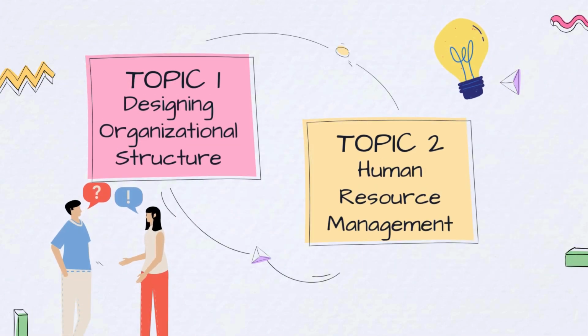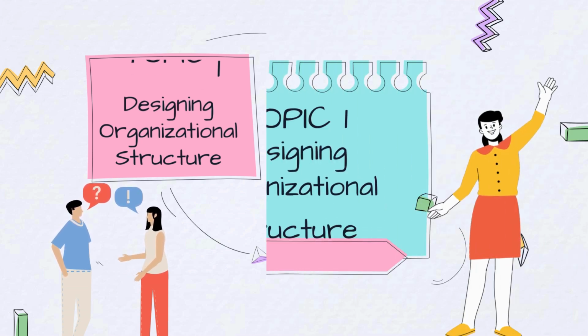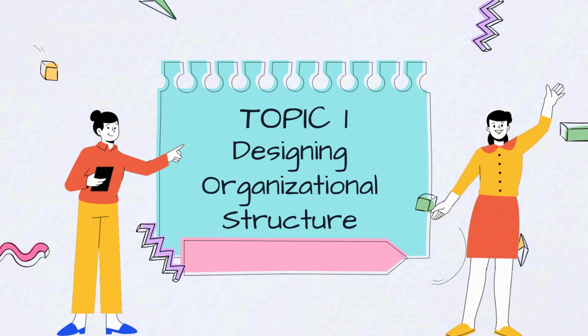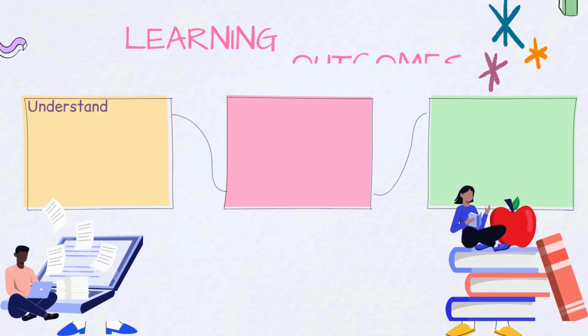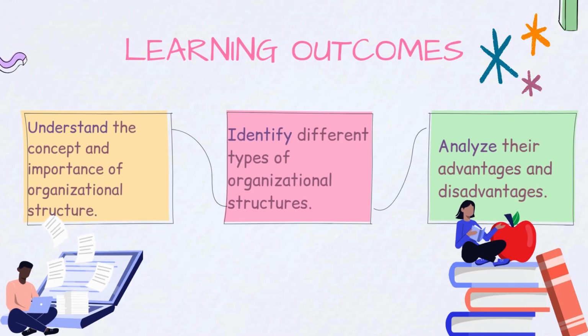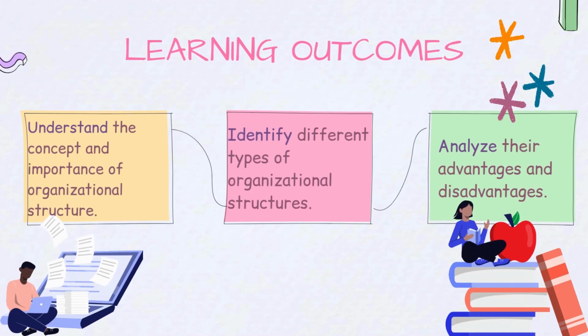In this chapter, we study two topics. 1. Designing organizational structure. 2. Human resource management. Let's start with Topic 1, Designing organizational structure. We will learn to understand these contents.